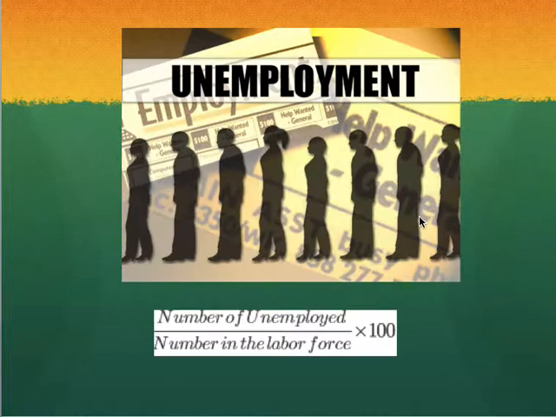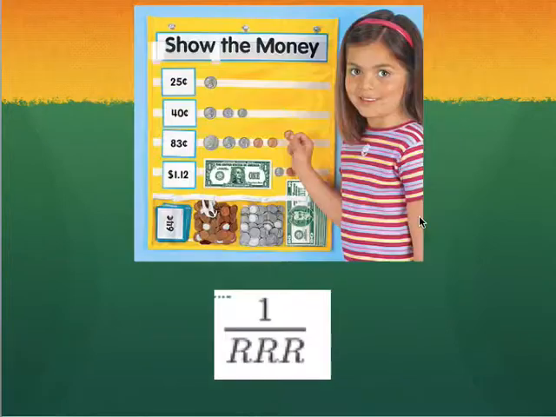Up next is unemployment rate. Unemployment rate is just the percent of the labor force that is seeking employment but is unable to find a job. The formula used to find the unemployment rate is the number of unemployed over the number in the labor force times 100.